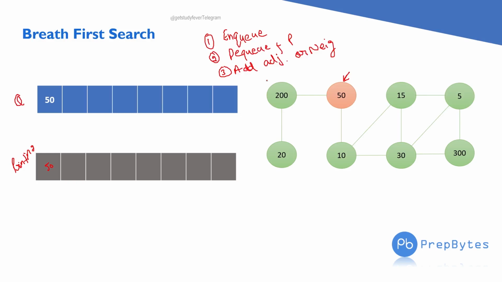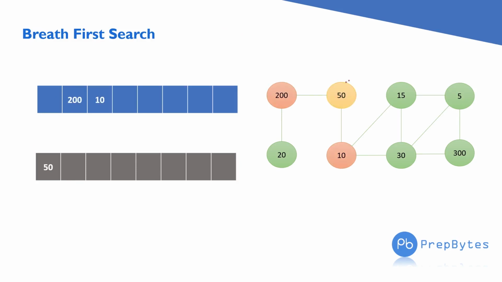Fine, so let's just do it. 50 is now in the queue. We will dequeue 50 and print 50, and after that we will add the adjacent nodes of 50 to the queue. We will enqueue them. Yes, we have done it. 50 is now explored. Why? All the neighbors of 50 are visited, as you can see, they are red, and we have enqueued all of them. You can enqueue 10 first or 200 first, it doesn't matter. I am enqueuing 200 first, then 10.